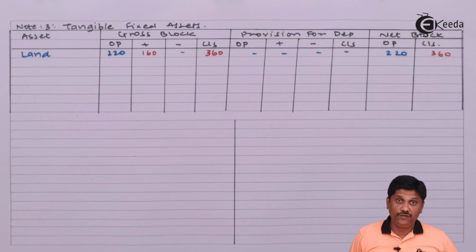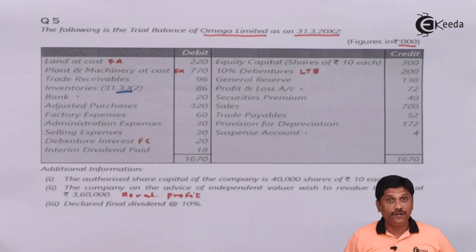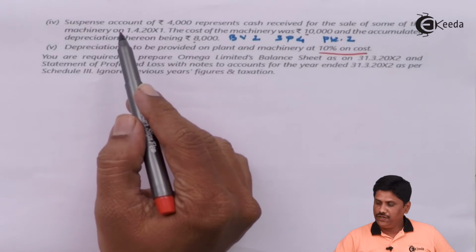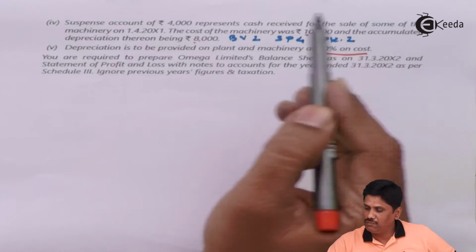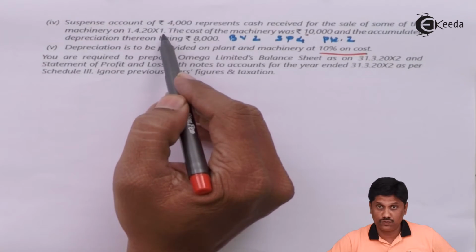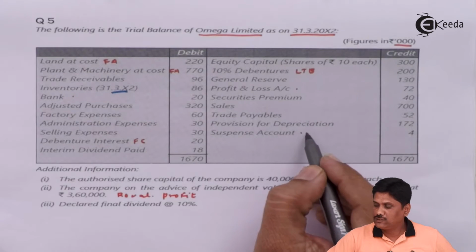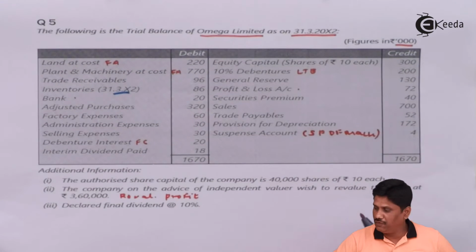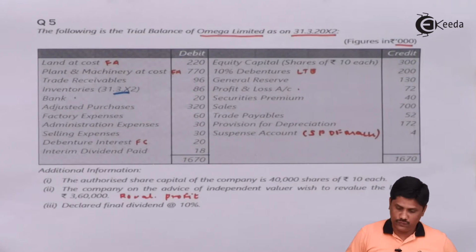Next information about a fixed asset we will take. Third information of declared dividend we will see later on. First we will complete fixed asset, because once you take a particular item of your trial balance, I suggest you complete that adjustment completely. Number 4 information says that suspense account of 4,000 represents cash received on sale of some of the machinery on 1/4/2000. Let me check the trial balance. So in the trial balance, if you can see, suspense account is the selling price of the machinery. This should not be there. So this will be cancelled from our trial balance, and we need to adjust the sale of machinery, for which I will have a working note now.